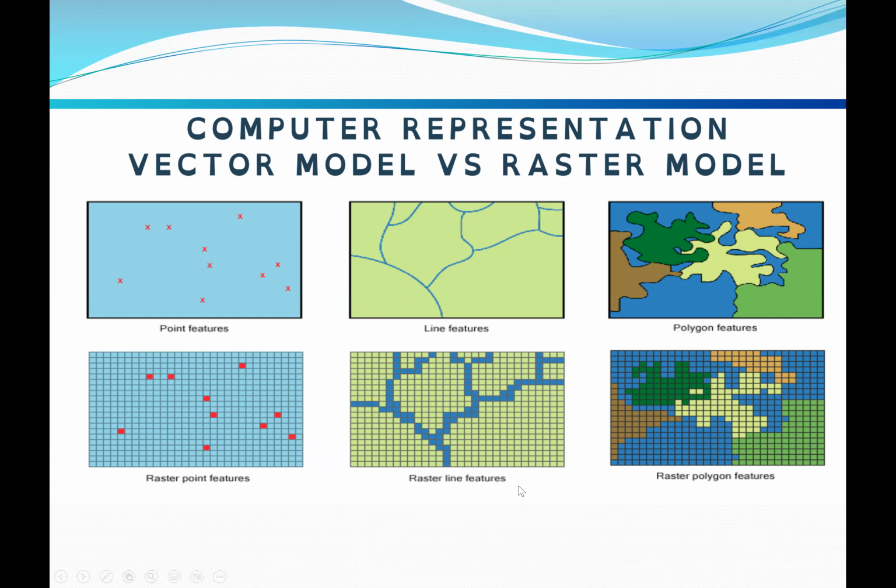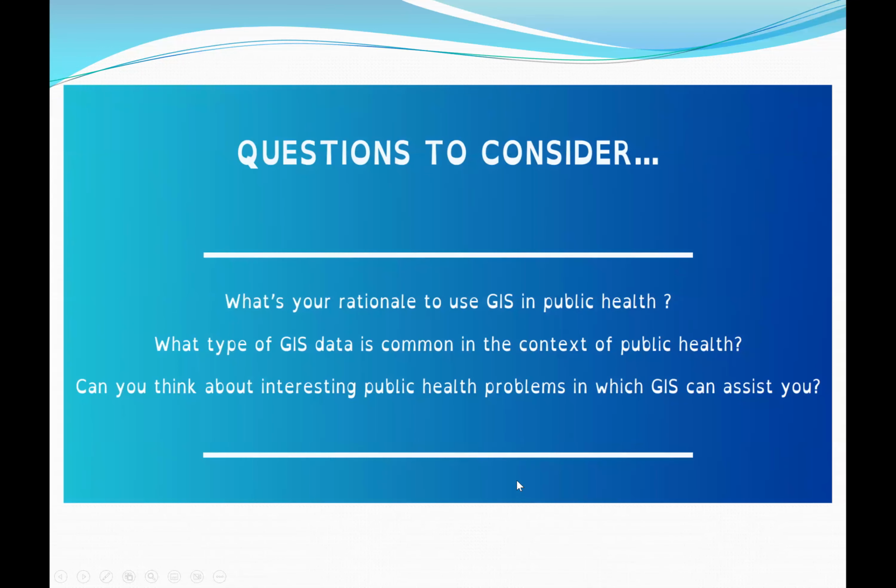In our hands-on exercise, we are using QGIS. So we have a question here, which is a question that we're going to discuss in class next week. So you can prepare for this question on your own. For example, what is your rationale to use GIS in public health? Also, what type of GIS data is common in the context of public health? Can you think about interesting public health problems in which GIS can assist you?